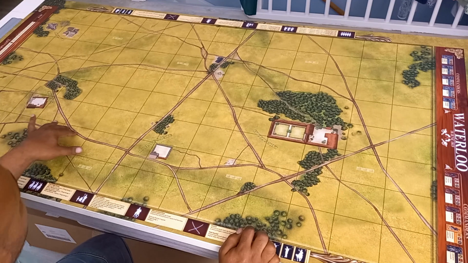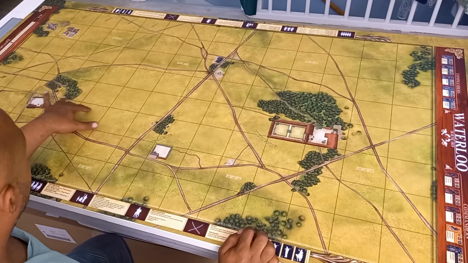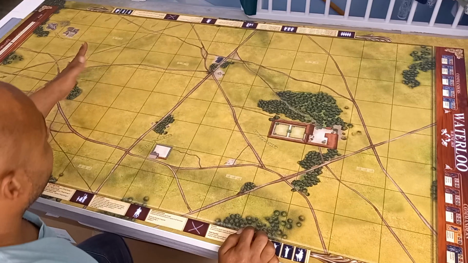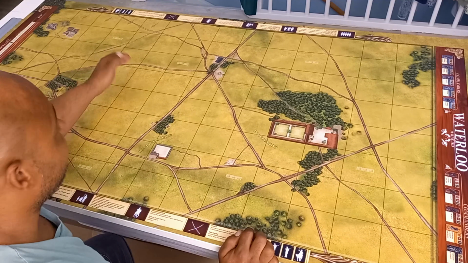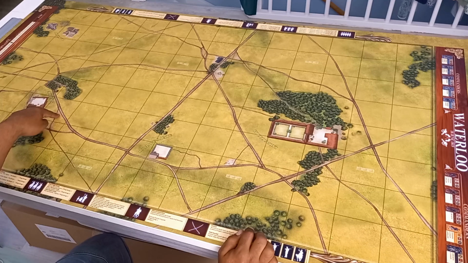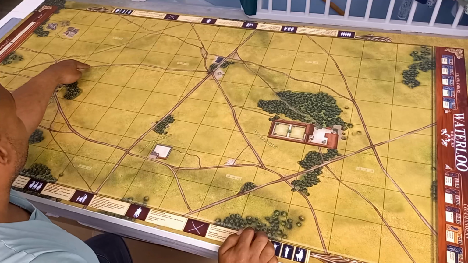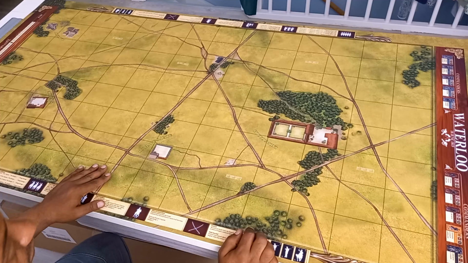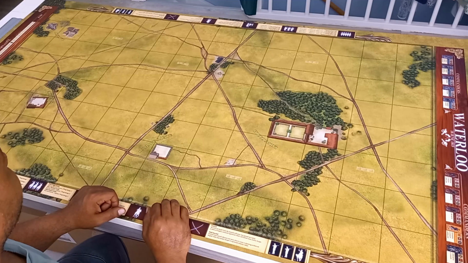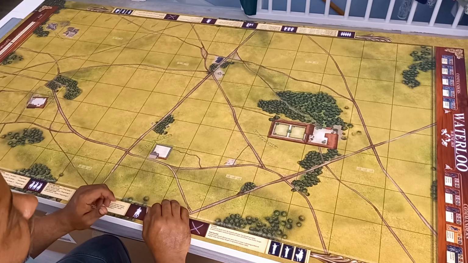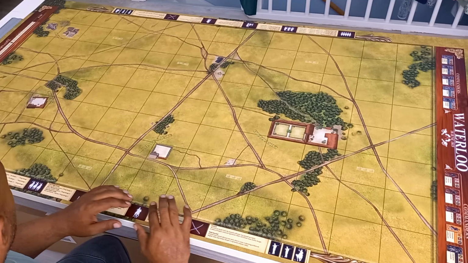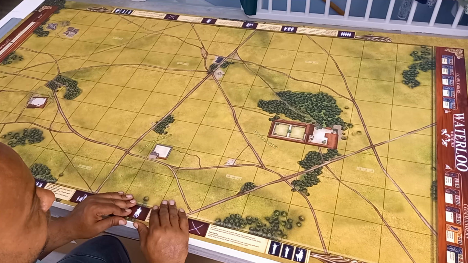Now, moving the cavalry, as you know, you can move them freely, but if you are charging, it must be in a straight line. So for example, if this cavalry unit was here, you can move it through the woods to the desired position where you want to put your cavalry. So this is the overview of the battlefield of Waterloo.